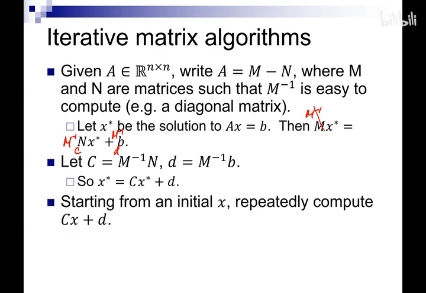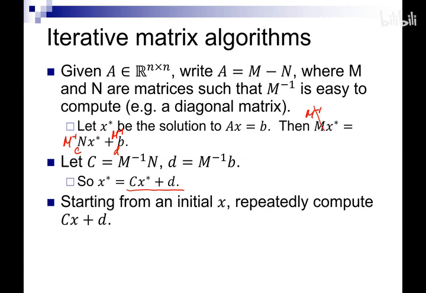Okay, so now the way we're going to run this iterative algorithm is that we're just going to repeatedly apply this formula over here. Initially we're going to start with some value, some vector x0, let's say. We plug x0 into this formula, so we compute C times x0 plus D. That gives us a new value for x, let's call that x1. Then we plug that x1 into the formula again.